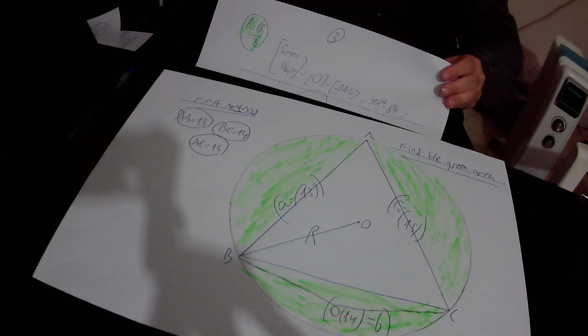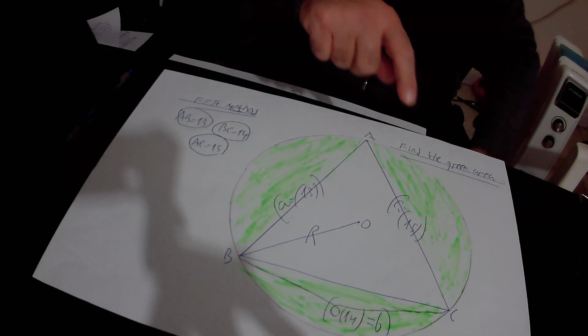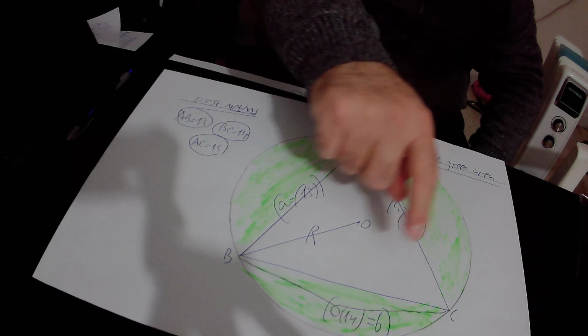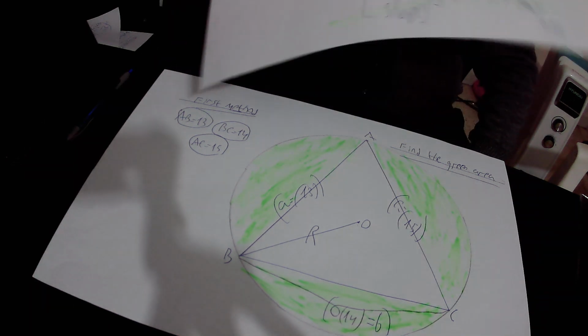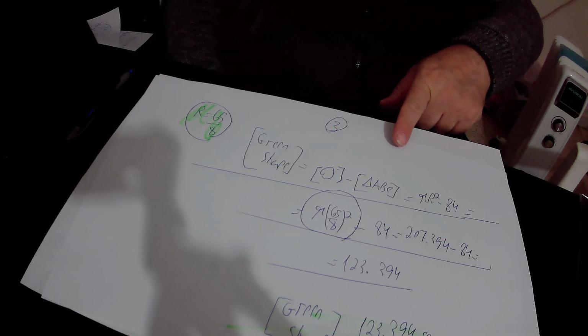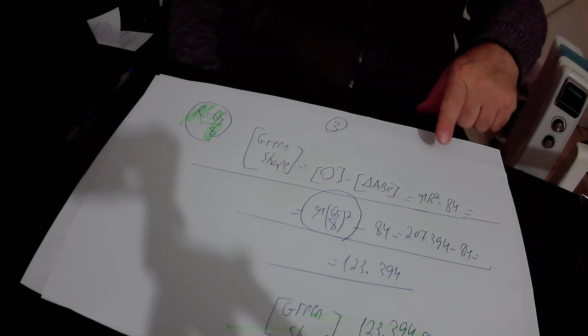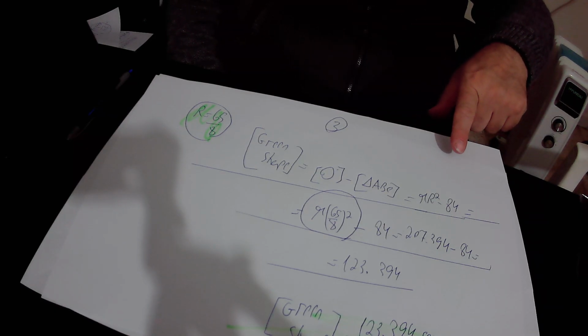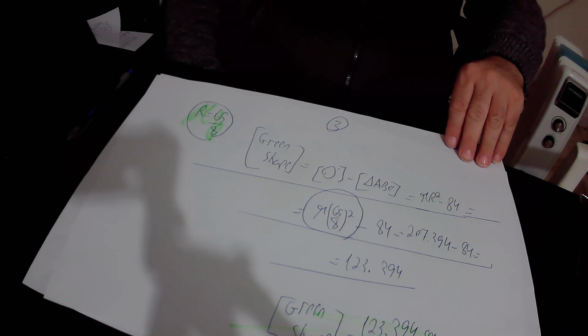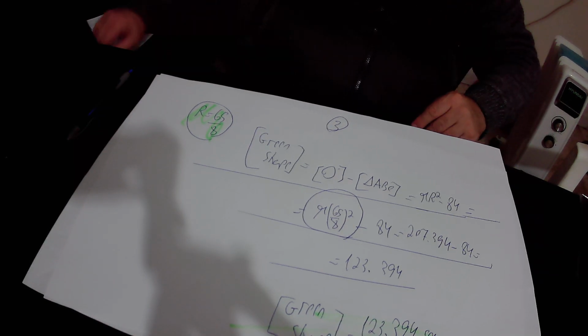What is the area of the green shape? From the drawing it is very easy to see that the area of the green shape equals the area of the circle minus the area of triangle ABC. I repeat again, the area of the green shape equals the area of the circle minus the area of triangle ABC. The area of the circle is pi R squared, and we have already found out that the area of triangle ABC equals 84 square units here.